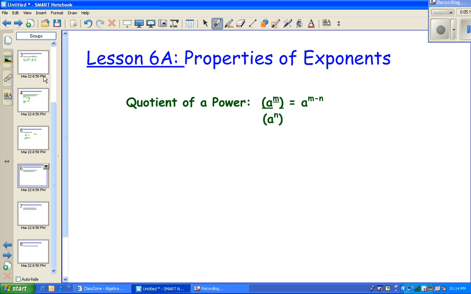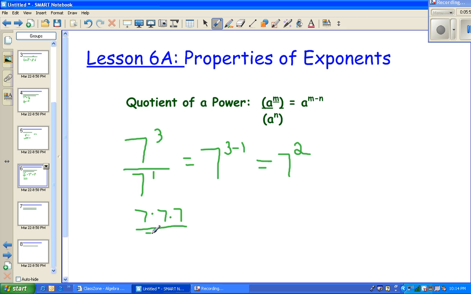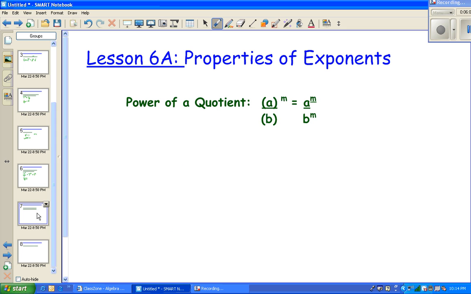Quotients, just very similarly to the product of a power, where you kept the base and added. Quotient of a power, you're going to keep the base and subtract. So if I have 7 to the 3rd power over 7 to the 1st power, then that's going to be 7, and then I would subtract my exponents. 3 minus 1 is 2. Okay, the reason that is because 7 to the 3rd is like that, 7 is like that. We're crossing out the common ones, and that would leave you with 7 squared here.